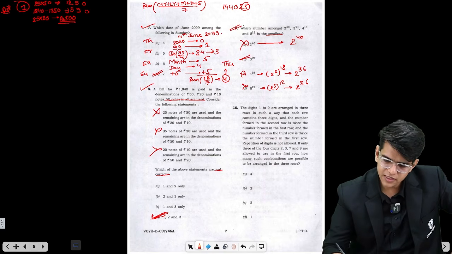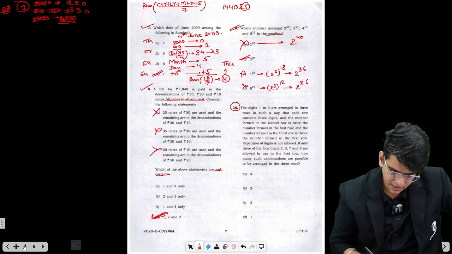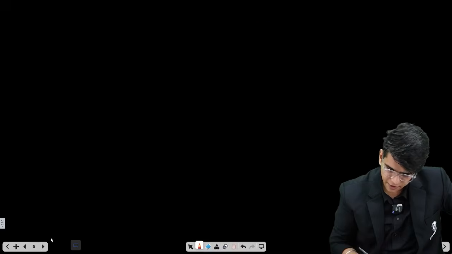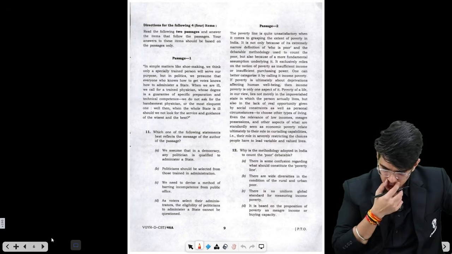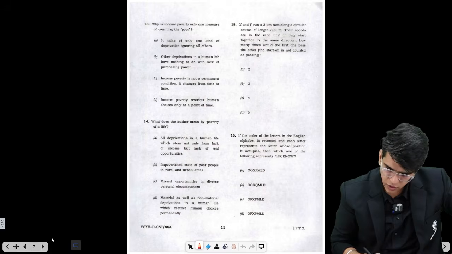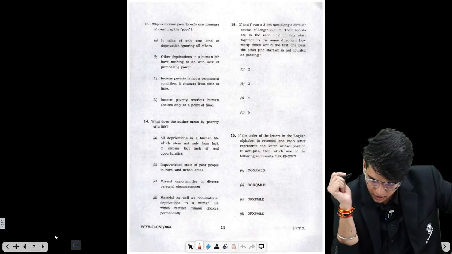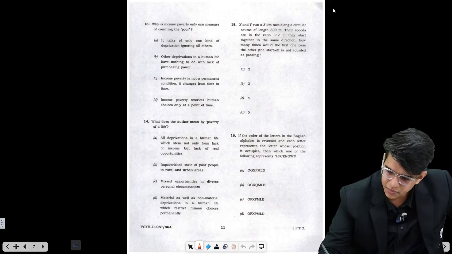Now this question seems to be lengthy. We will attempt this later. We have left question number 5 and question number 10. Let's try to solve more easy questions from Quant and reasoning. Here I have a very easy question, question number 16.